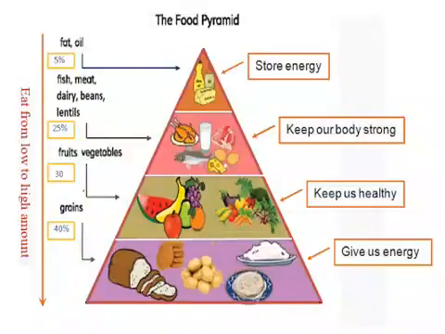Here we see the food pyramid. The food pyramid is designed to make healthy eating easier. It shows the different food groups and how much of each we need to have a healthy diet. Eating the right amount from each food group is called eating a balanced diet. Eating well is important for all of us.